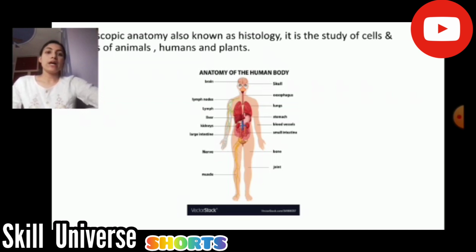Okay, now we will read about microscopic anatomy. Microscopic anatomy is the study of cells and tissues of animals, humans and plants. This study is collectively called histology.